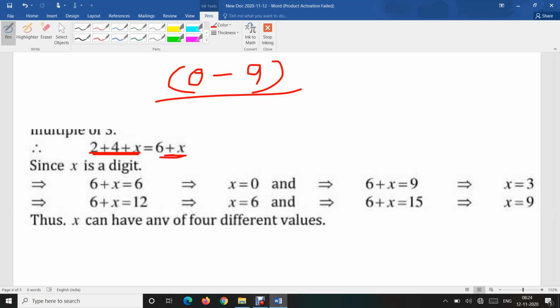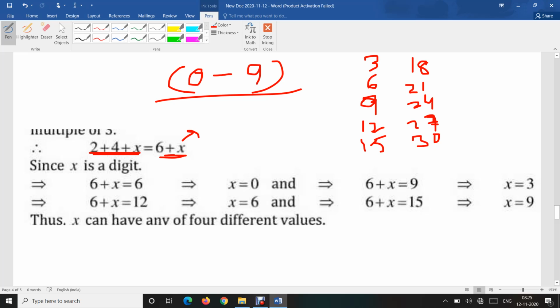Multiples of 3. That means 3 ones are 3, 3 twos are 6, 3 threes are 9, 3 fours are 12, 3 fives are 15, 3 sixes are 18, 3 sevens are 21, 3 eights are 24, 3 nines are 27, 3 tens are 30. That means we should have all these multiples. Now put 6 plus x.